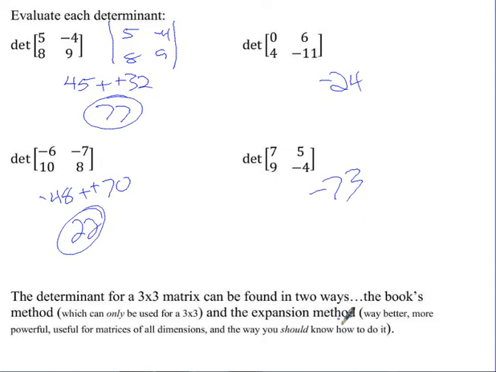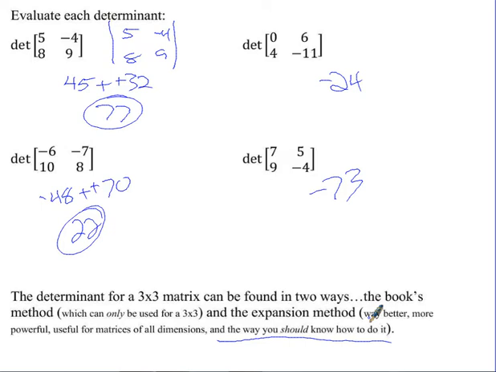The expansion method is the other method. It's not in the book. It's way more powerful. It's way better. You get the answer correct every time for any dimension matrix, period. So that's why I prefer to teach you that. It's the way you should know how to do it. Later on, if you go on to higher levels of mathematics, you'll be using the expansion method in physics courses, in calculus courses, and so on. It's just better to know the expansion method, okay?